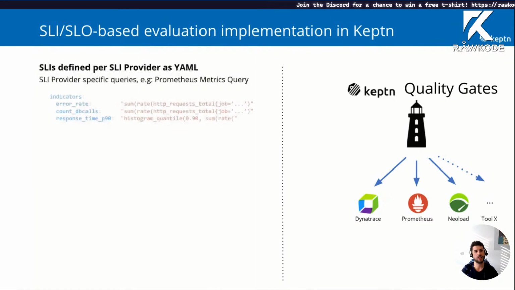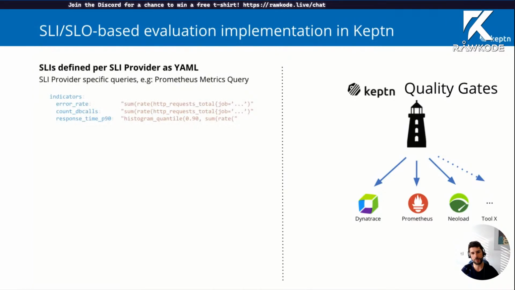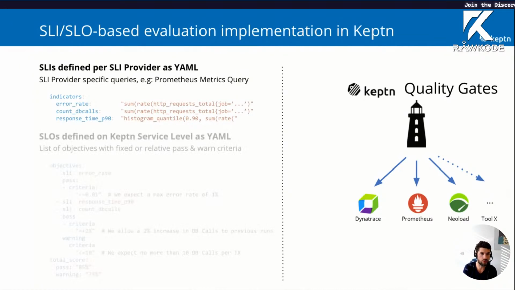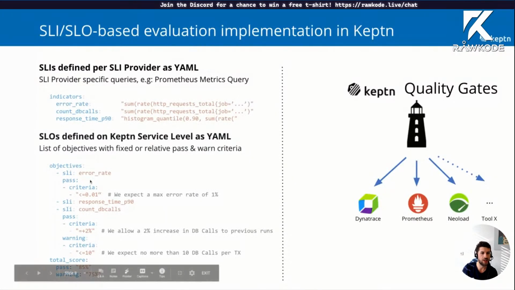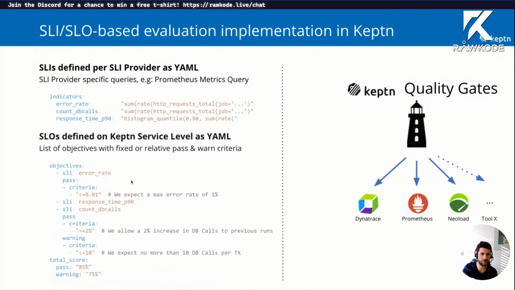So the first one, an indicator, is basically something like a metric. You can think of a metric. So in Keptn, you can define, I would call it a library or a list of indicators, and you can map the name of the indicator to a PromQL query. Then you can reuse the name of the indicator in your SLO file. And the SLO file defines an objective for an indicator. So for example, the error rate has to stay lower or equal to 1%. So in this case, we can easily define the error rate.